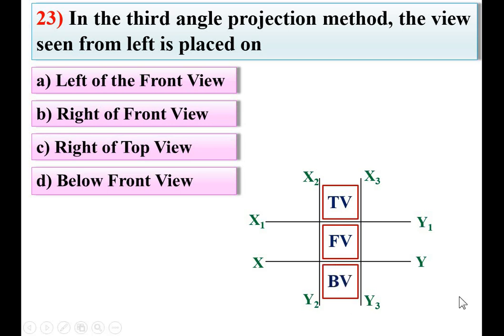Now, if I want to see the right hand side view, then the observer must be at the right side. As per the third angle projection method, your right hand side view must be near to the observer. So here it is the right hand side view. Similarly, you can understand now it should be the left hand side view. Now look at the question: the view seen from the left. Here you can see the left hand side view is left of the front view. So A is the right answer.